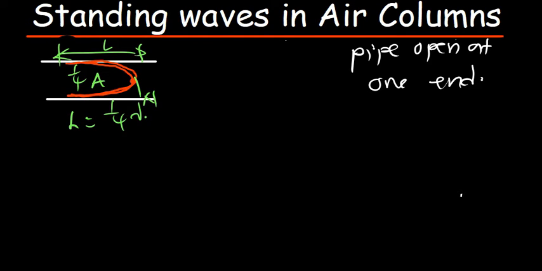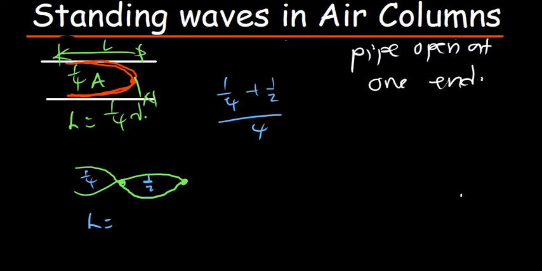Okay. Now what if it is opened and then we have something like this? Like that. So we know that this is 1/4 and this is half. So the length will be given by 1/4 plus 1/2. The common denominator is 4. So here I'll have 1, then here I'll have 2. So it will be 3/4. So I'll have 3/4 lambda.